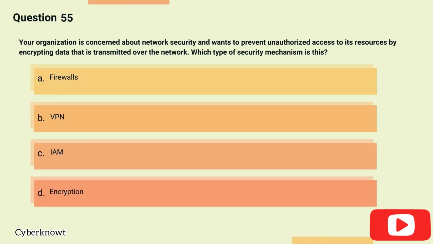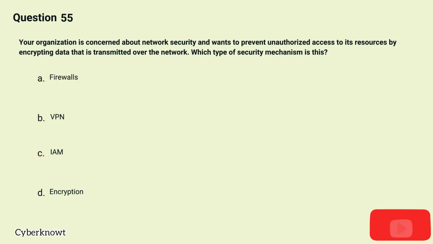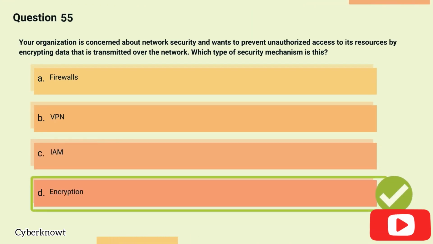Question 55. Your organization is concerned about network security and wants to prevent unauthorized access to its resources by encrypting data that is transmitted over the network. Which type of security mechanism is this? Option A. Firewalls. Option B. VPN. Option C. IAM. Option D. Encryption. The correct answer is option D.